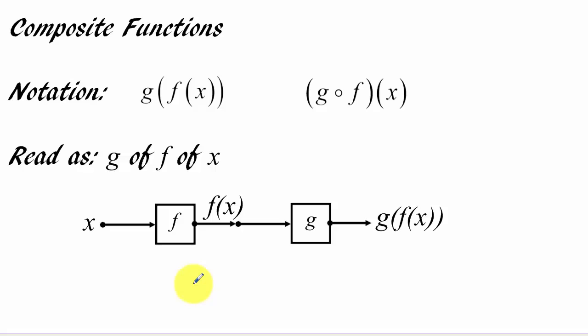Now, a more elaborate type of function operation is referred to as composite functions. So let's look down here at the picture. In composite functions, we are taking an input and putting it into a function, and the output of that function becomes the input to the next function.